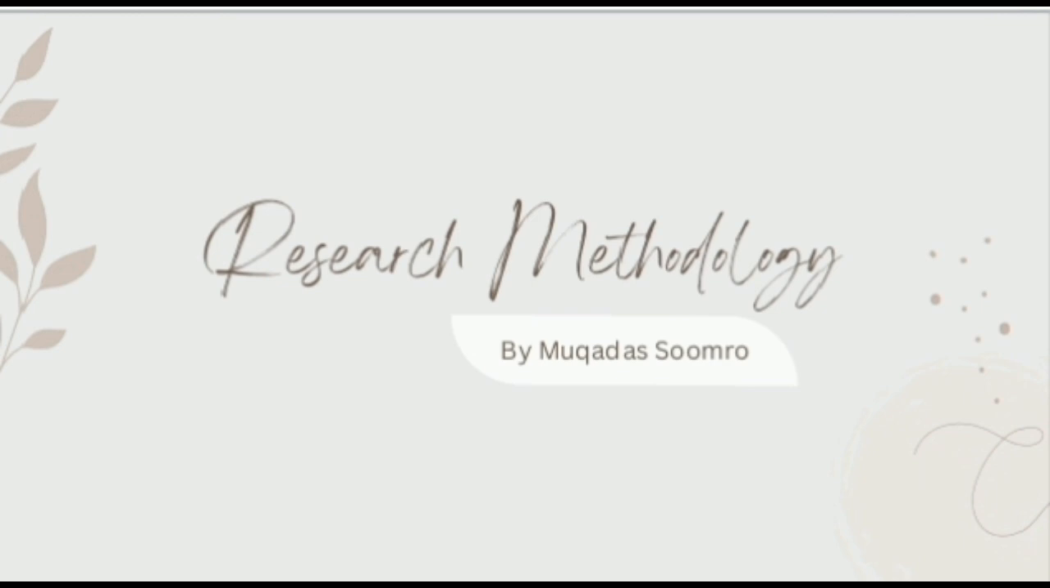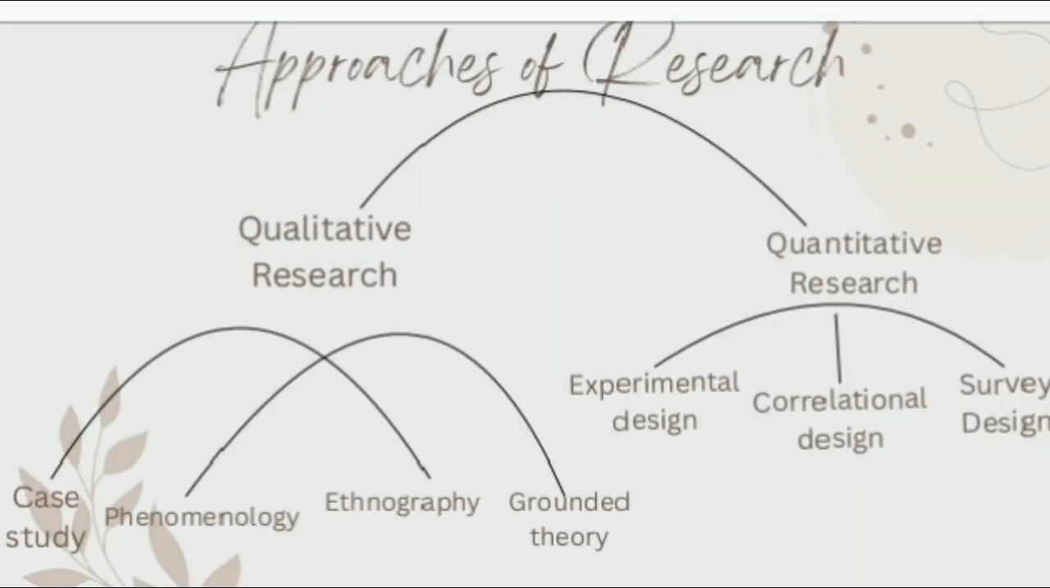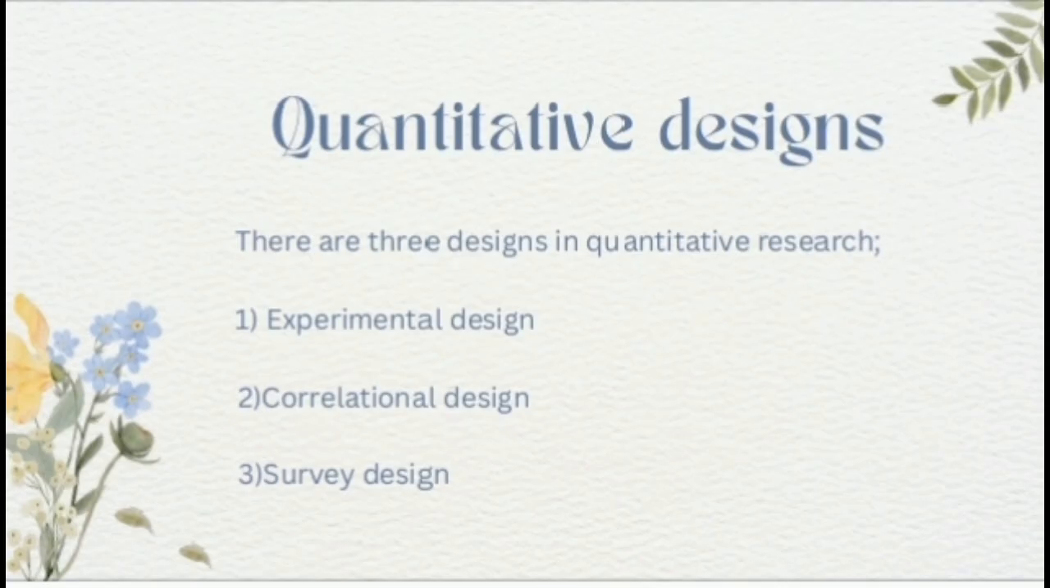So, basically, my previous video was about qualitative designs, and in this video, I will cover quantitative designs. Okay, so let's start. The first slide is an introductory slide in which it is written that there are three designs in quantitative research: experimental design, correlational design and survey design. In this video I will cover two designs: experimental design and correlational design, and what is the difference between them. Okay, so let's see what experimental design is.